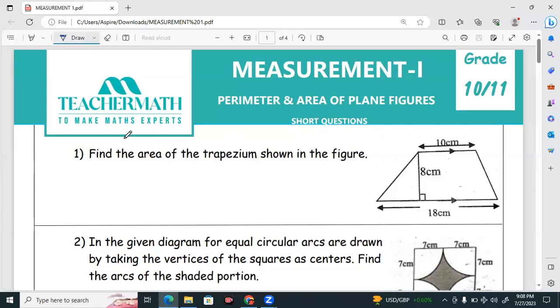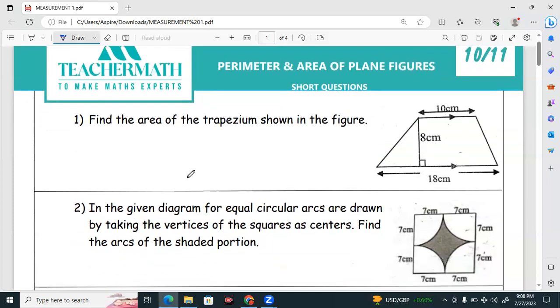Okay, in this session, we are going to discuss the measurements related short questions. All these are past paper questions. So let's see how we solve this kind. To solve these questions, you have to remember the equations of the perimeter and the area that we used to find the area and perimeter of plane figures.